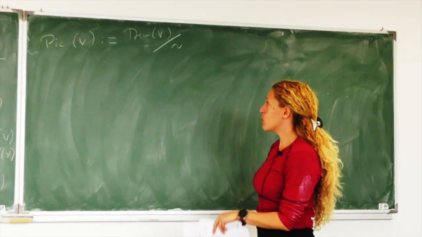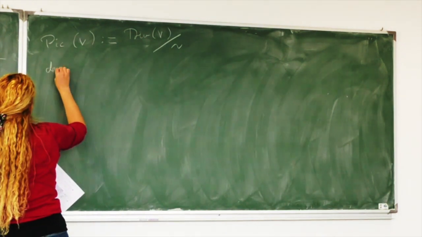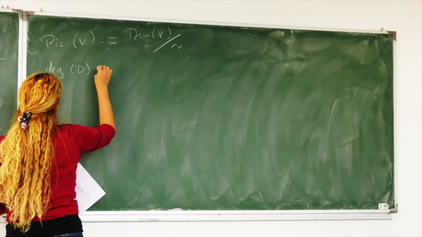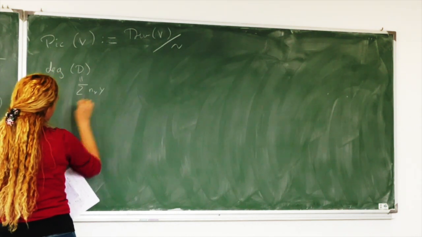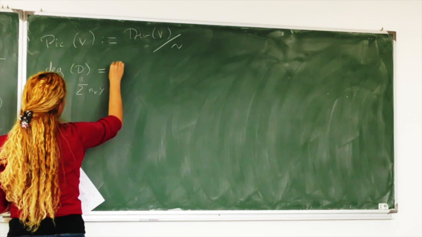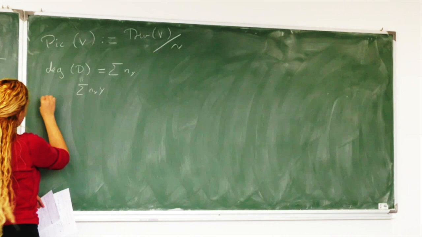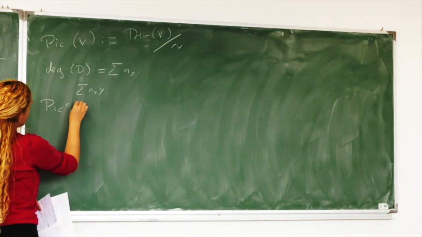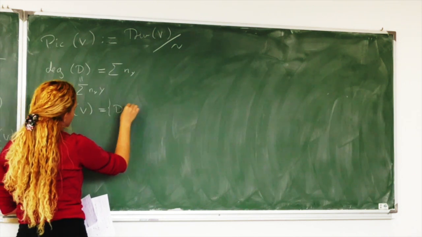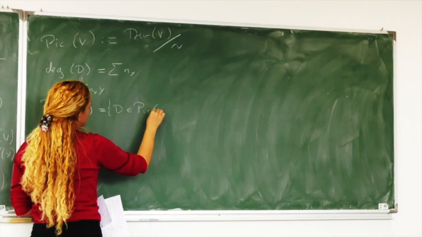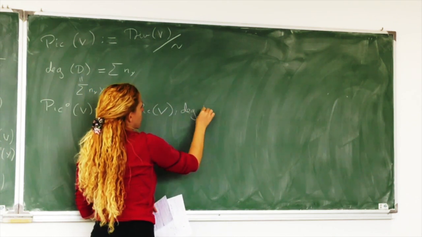Actually, what is going to be very useful is a subgroup of this group. So we may define the degree of a divisor D. Assume D is equal to this thing, the sum of the n_Y times Y. So we define Pic 0 equal to the divisors in here of degree 0.